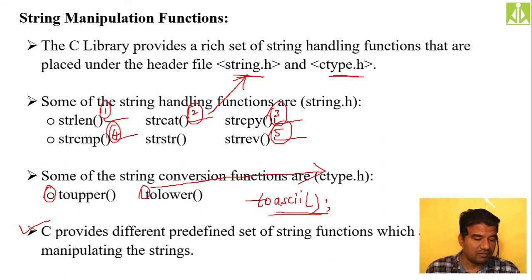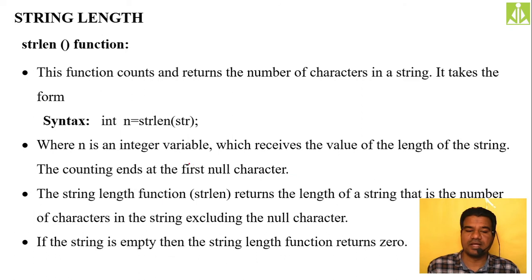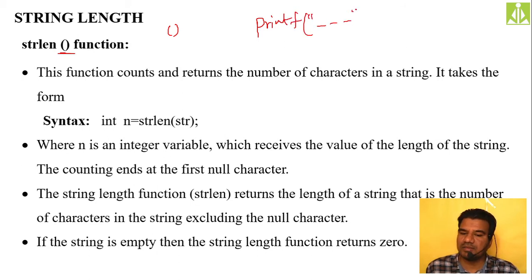So quickly we go with the first function, the string length function: strlen, open bracket, close bracket, semicolon. This indicates that whatever precedes it is a function. For printf also we do the same thing: printf followed by an open bracket, then after writing the message a closing bracket and then the semicolon.